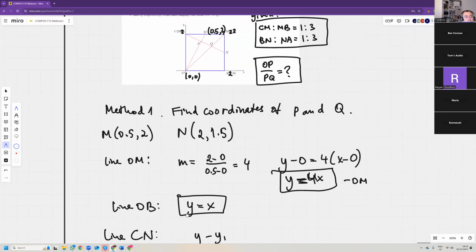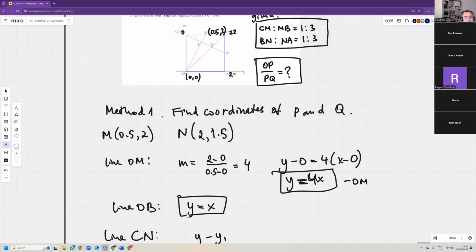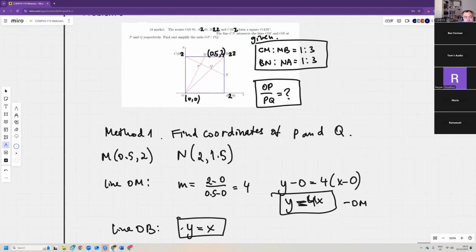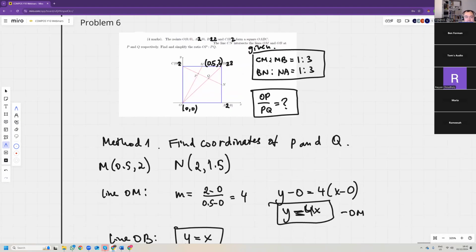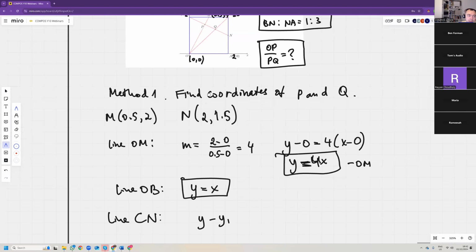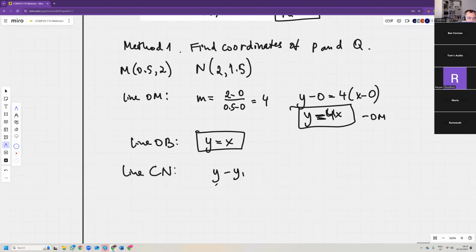And you can use the 2 points equation, y minus y1. The point M is not the midpoint. It says CM to MB is 1 to 3, so it's a quarter of the 2. So there's a question, why would M be not 1? Yeah, it's not the midpoint. Y minus y1 over y2 minus y1 equals x minus x1 over x2 minus x1.